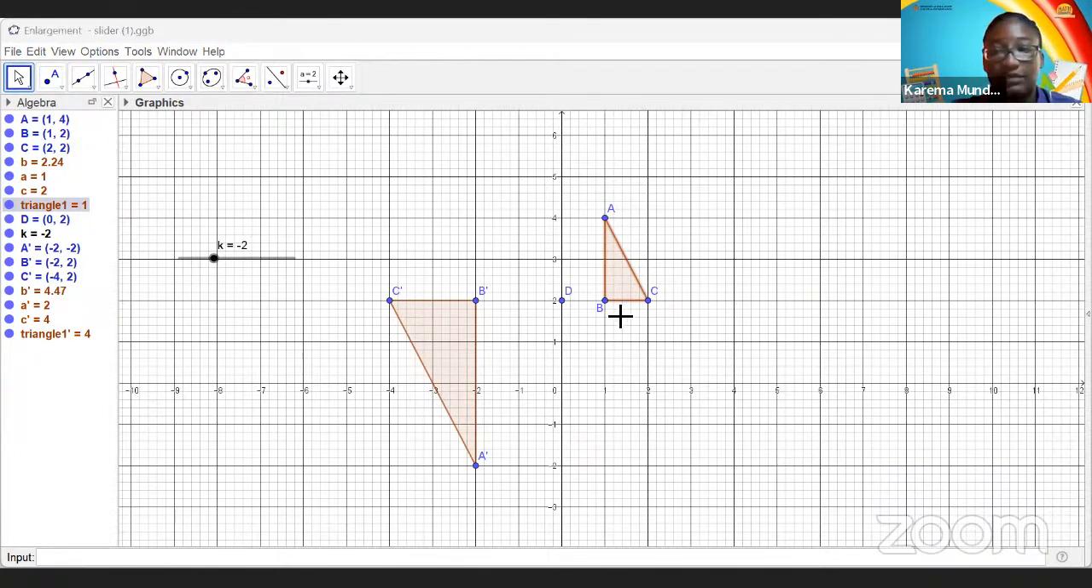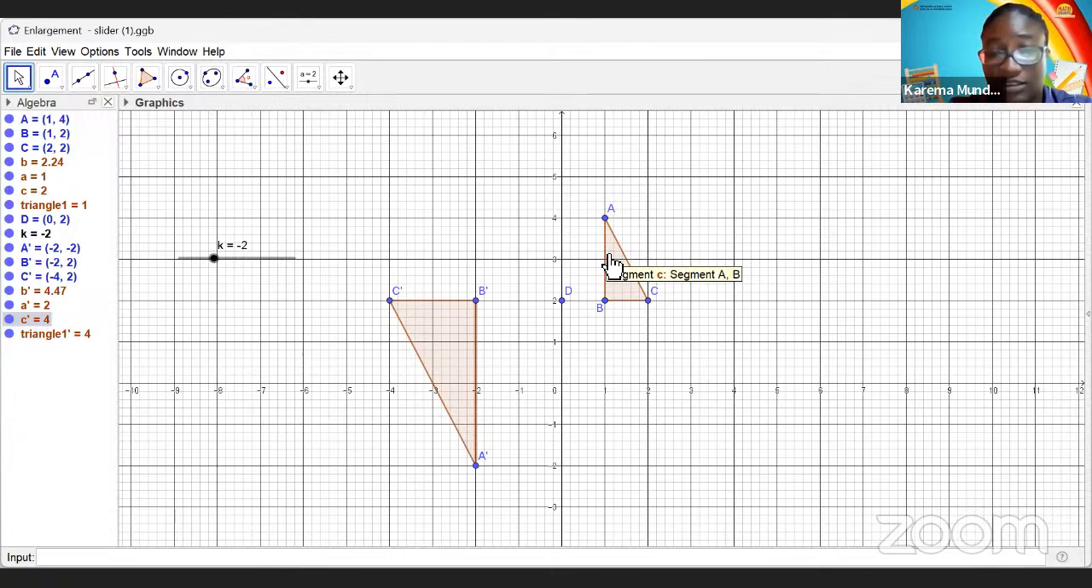What's happening with the distances? So let's look at AB and A prime, B prime. What happened? It increased. It increased, but you have to tell me how. What happened to the length of AB to give me A prime, B prime? It's gone up by 2. It doubled. As in I added on 2.